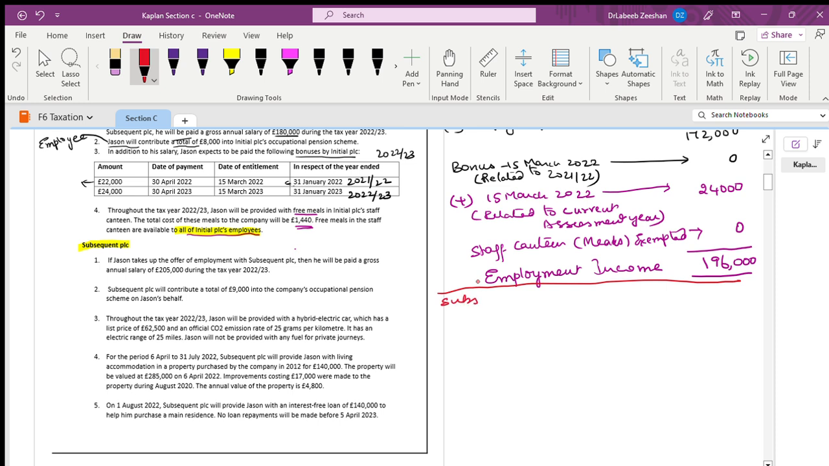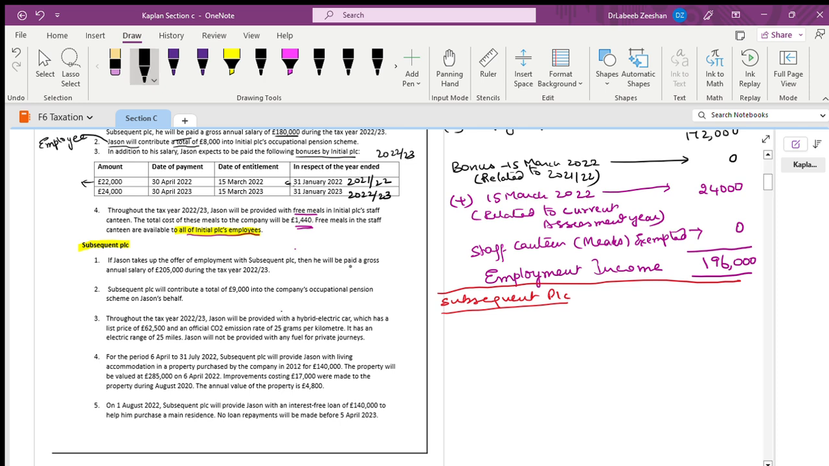Coming to the subsequent PLC. My handwriting is not as good as you think, but I will use different colors to make it clear, sir. Okay. Now, how much is the... Again, you check it. Okay. Again, you check it. What is happening?